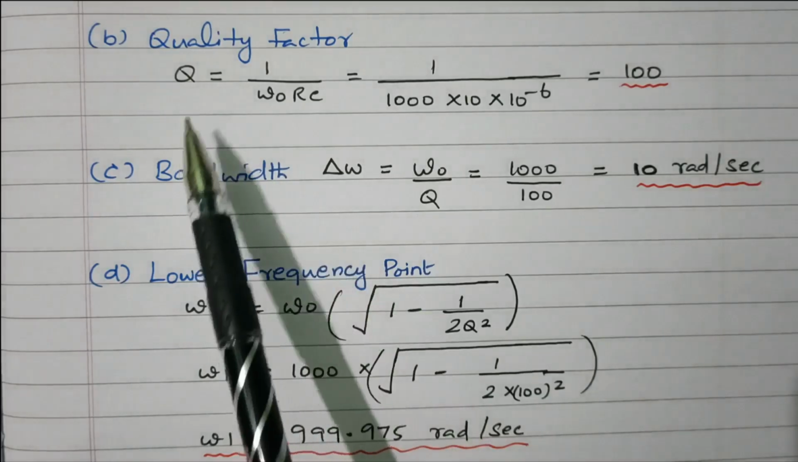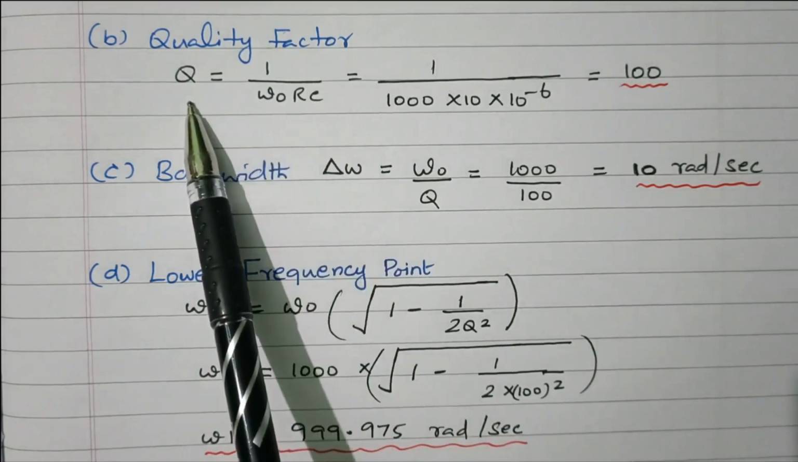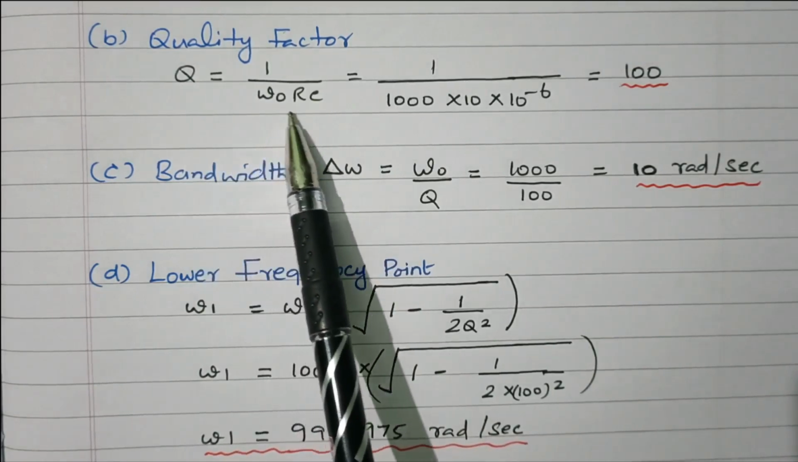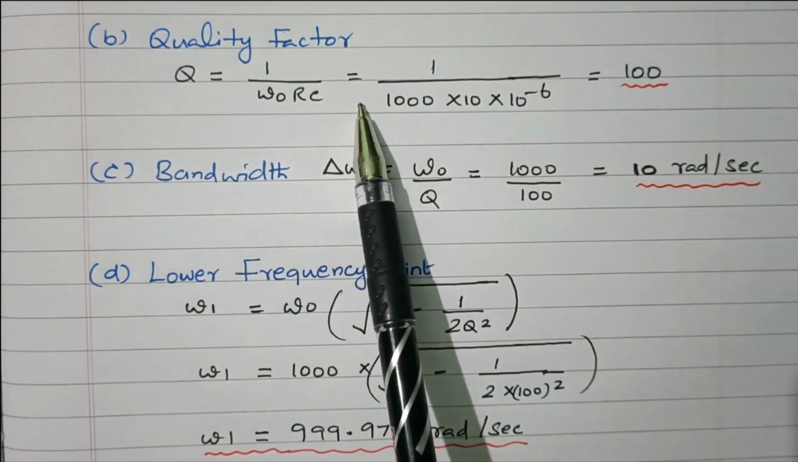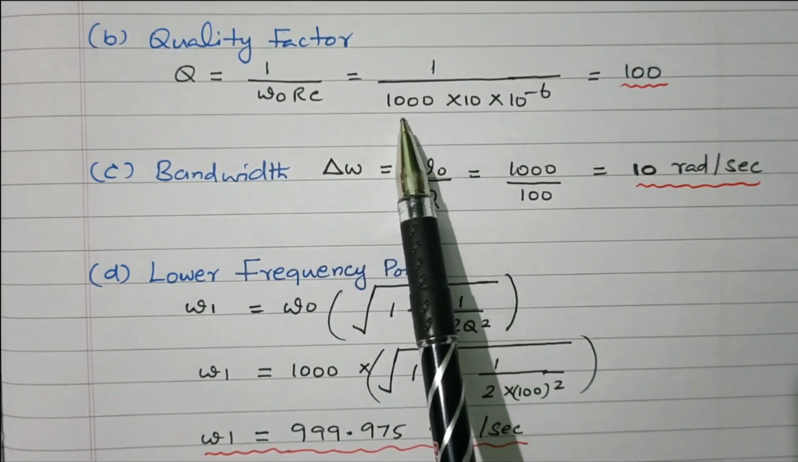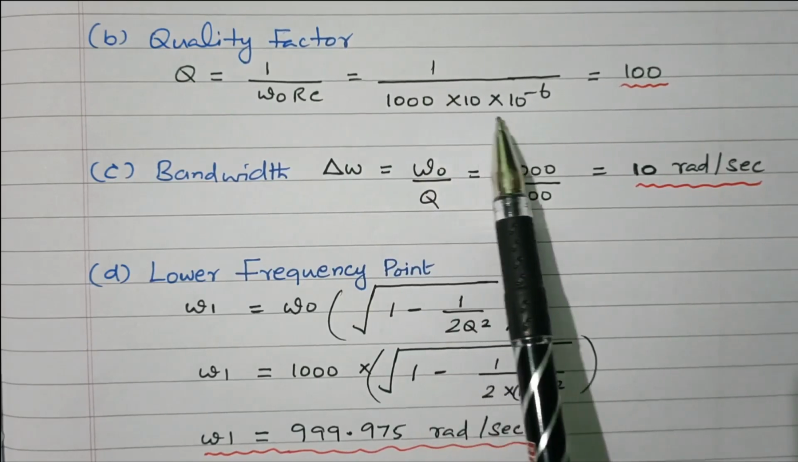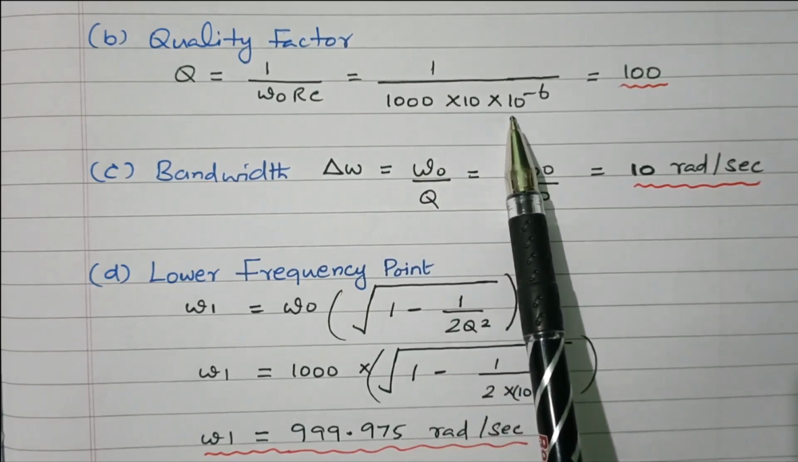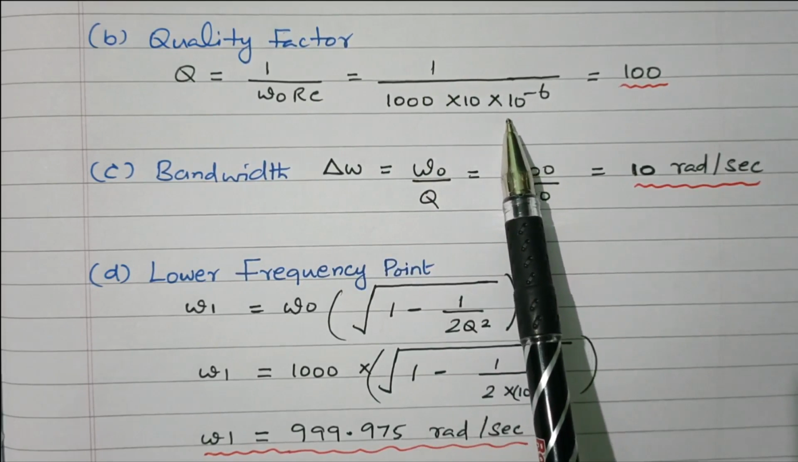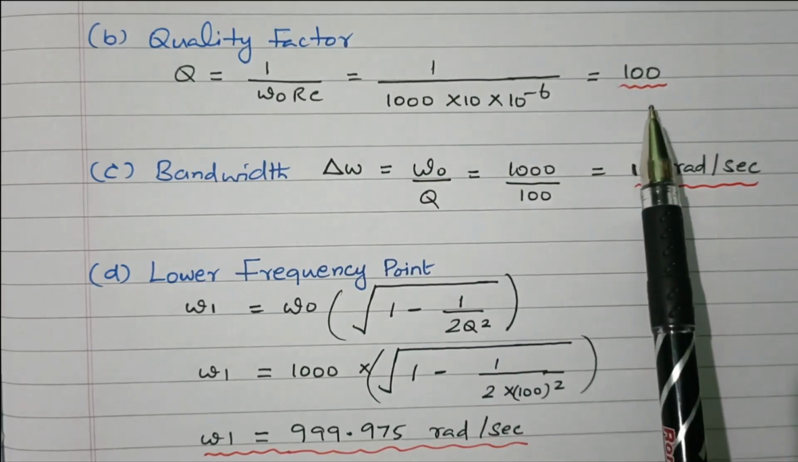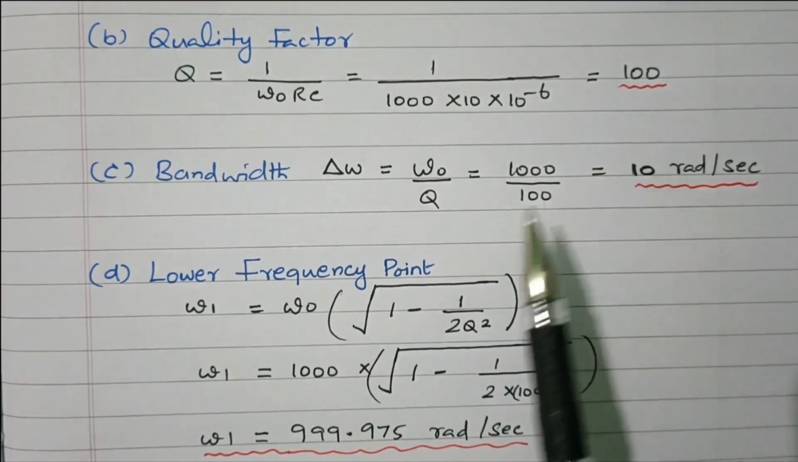Next we will find the quality factor Q. Q is nothing but 1 divided by omega naught into R into C. So that is equal to 1 divided by omega naught, what we calculated is 1000, into R value is 10 ohm, C is 1 microfarad, so 10 to the power minus 6. While simplifying, what we got is 100. So the quality factor is 100.